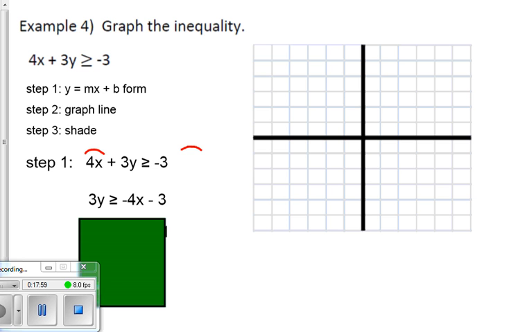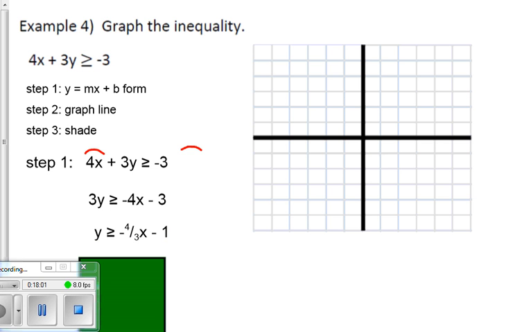From there, we need to get y all alone, so we divide both sides by 3, and we'd have y is greater than or equal to negative 4/3 x minus 1. Again, we divided each of these terms, this over 3 and this over 3, and we got our final inequality.